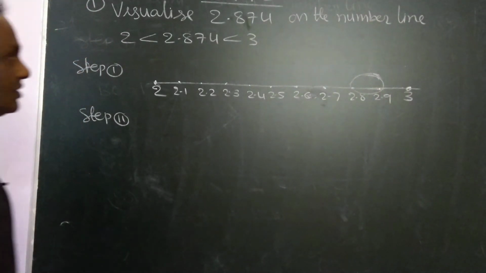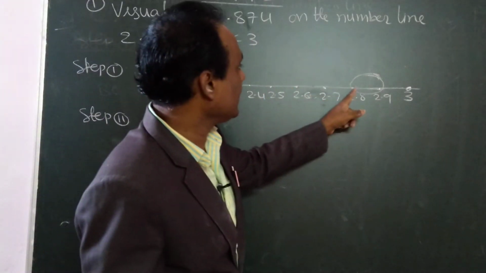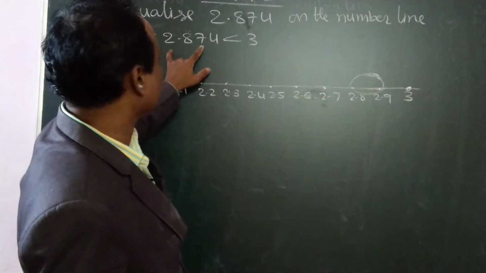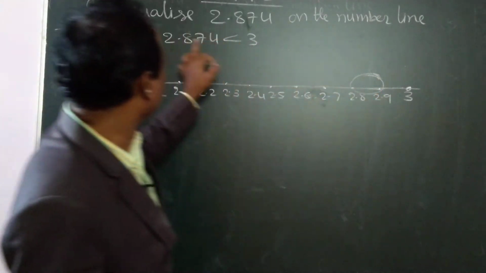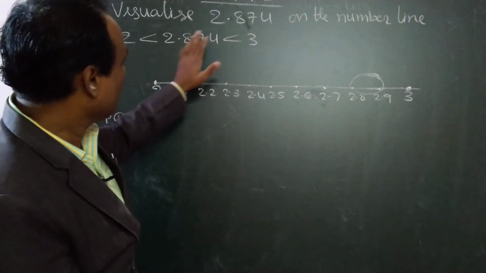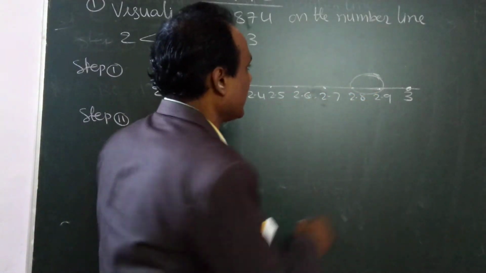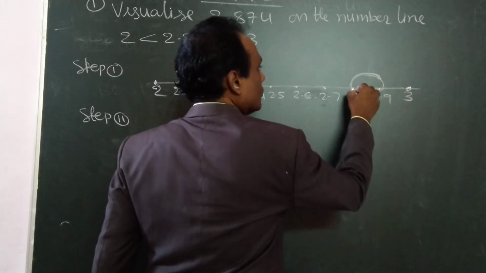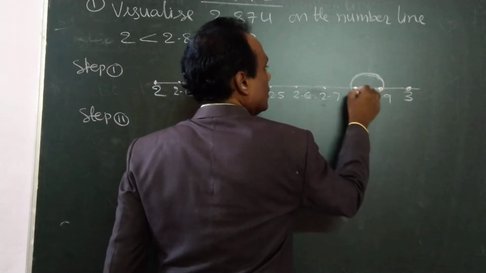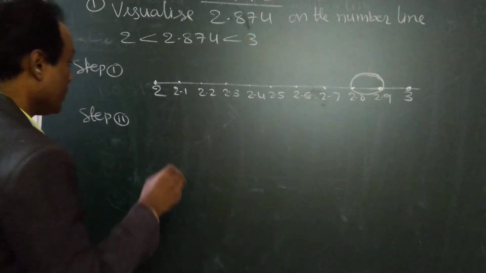Do you agree? This will lie between 2.8 and 2.9. 2.8 something, but less than 2.9. So here it will lie. See here. Carefully observe.